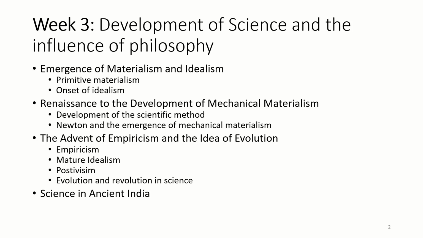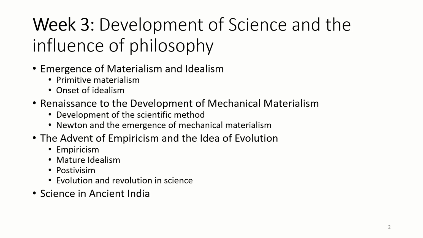First was the emergence of materialism and idealism. We see two schools of thought, primitive materialism and then the onset of idealism. We talked about both of these separately in the first weeks, and these are only the thoughts and how the thoughts have emerged. Then we see the Renaissance period, and the scientific achievements during that time that helped us with the scientific method, and how Newton was one of the important figures in that period, with essential scientific achievements that led others to also develop during this period.